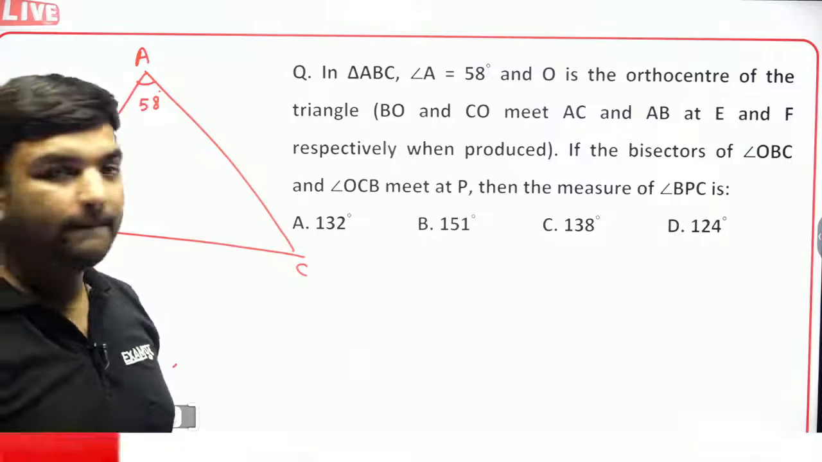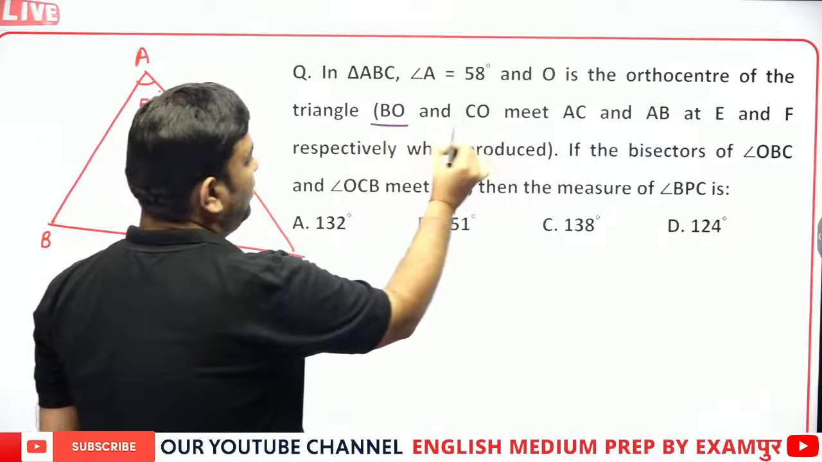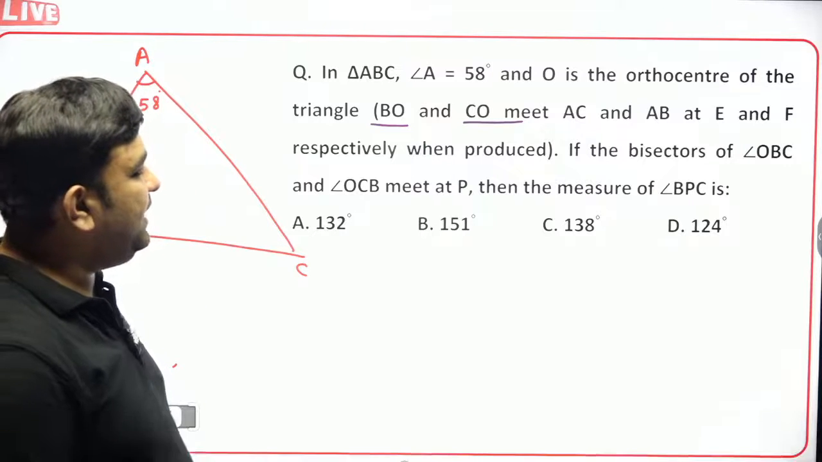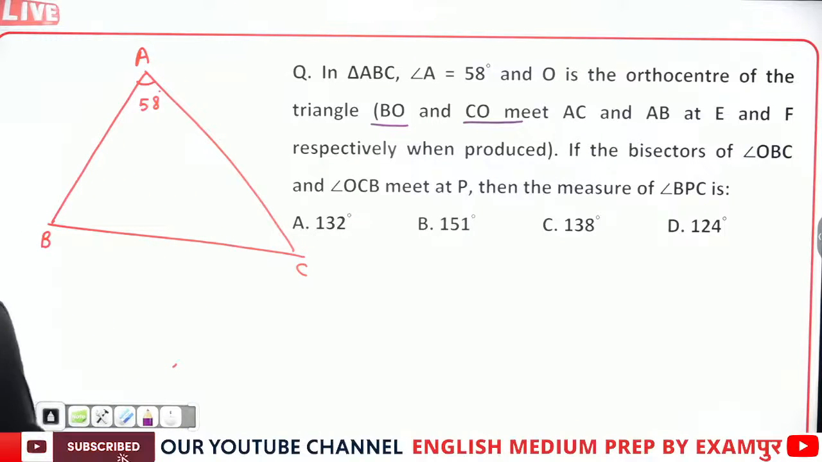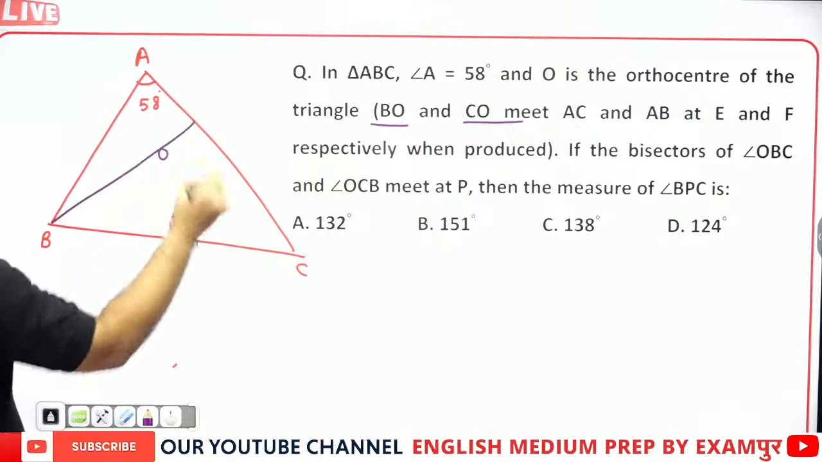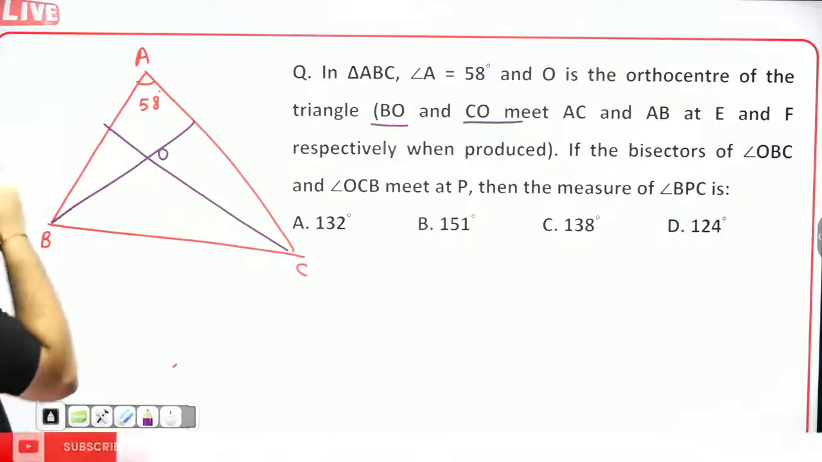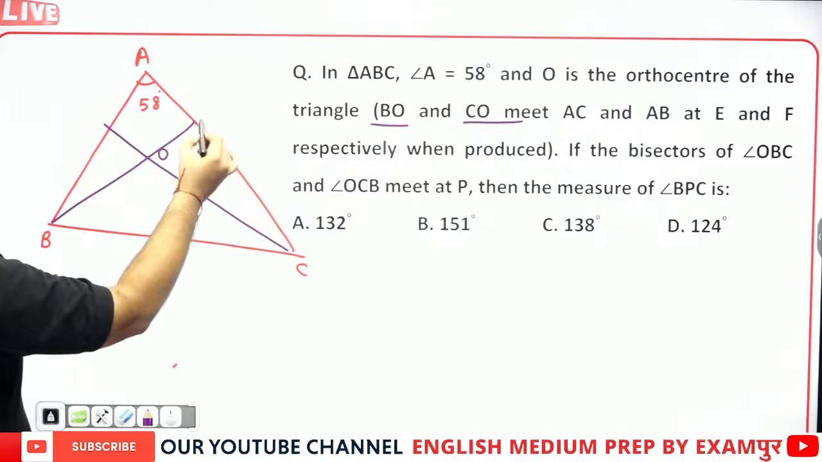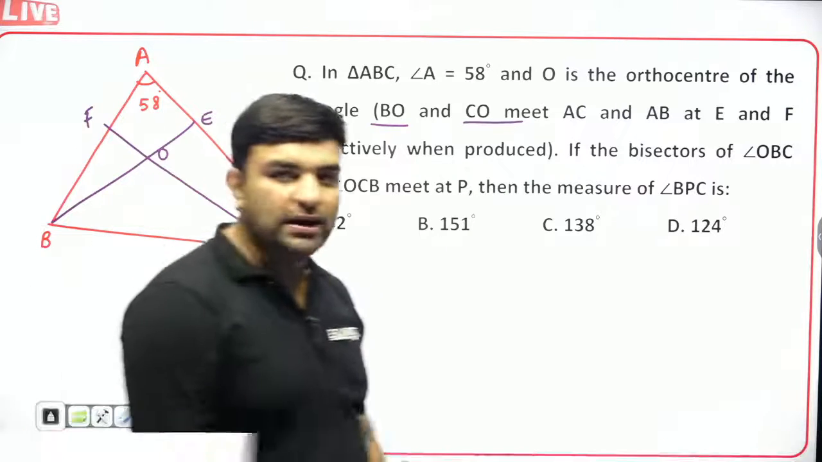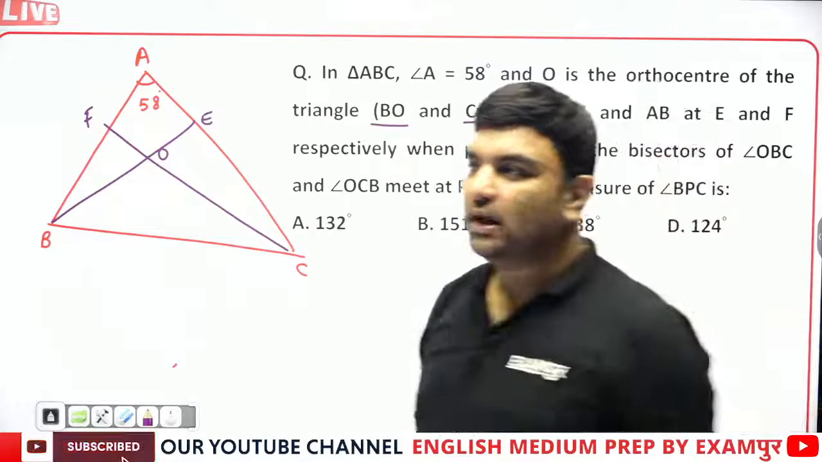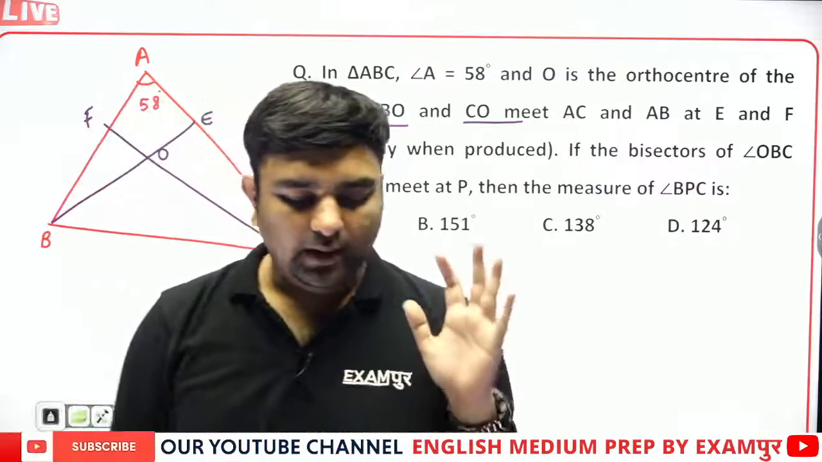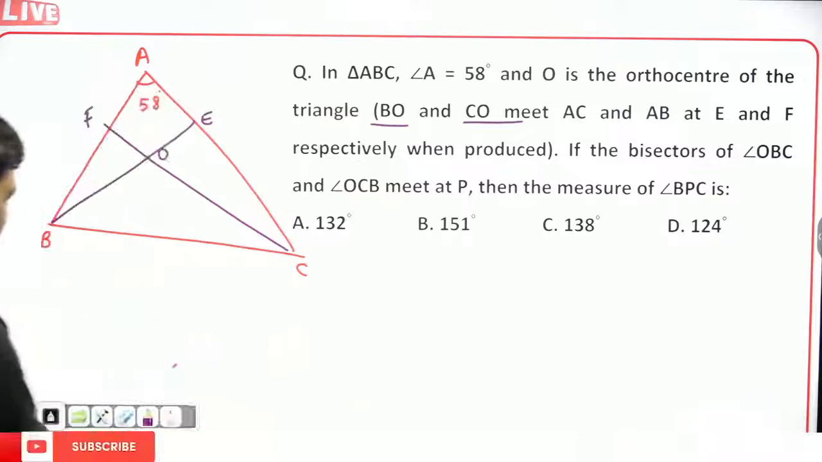Very good. BO and CO meet AC and AB at E and F respectively. O is the orthocenter. Apply the property of orthocenter in the very beginning.